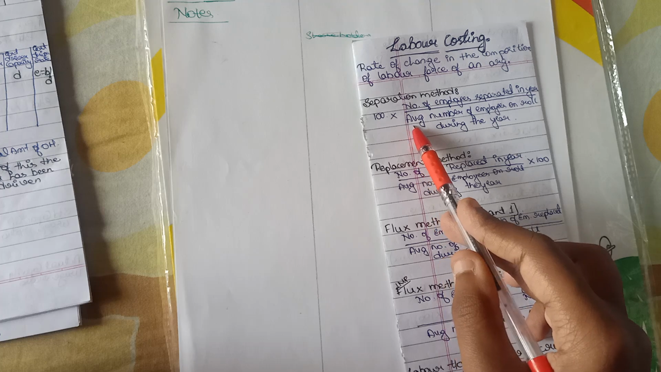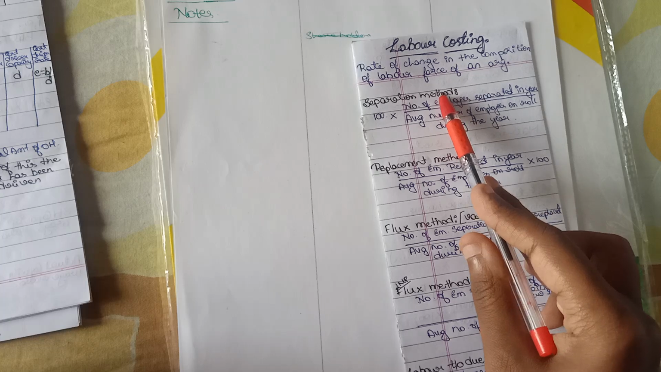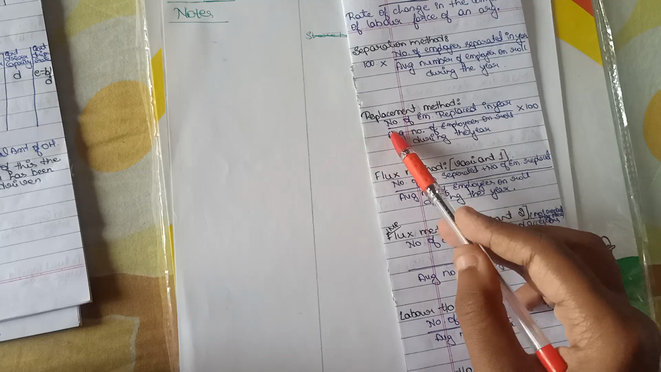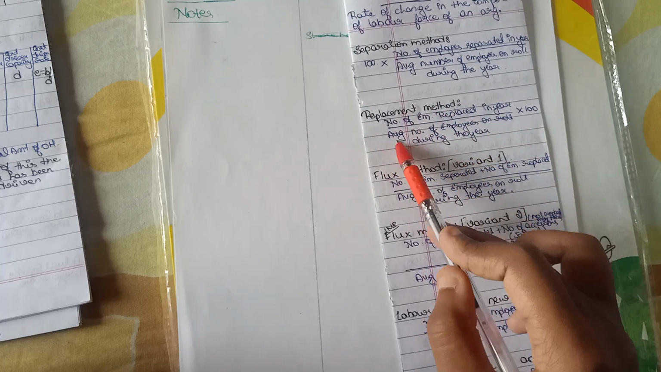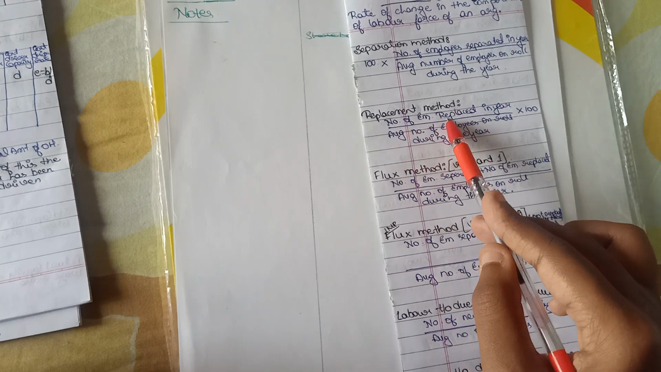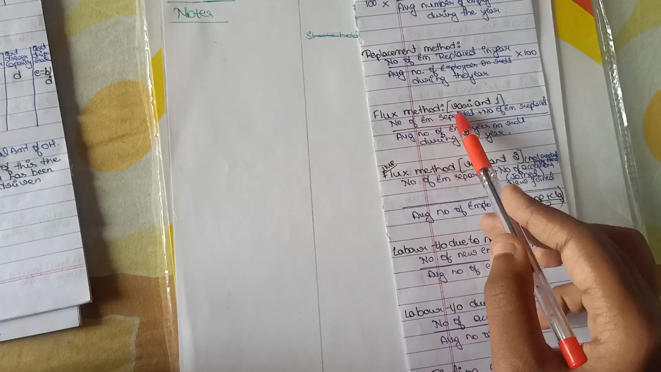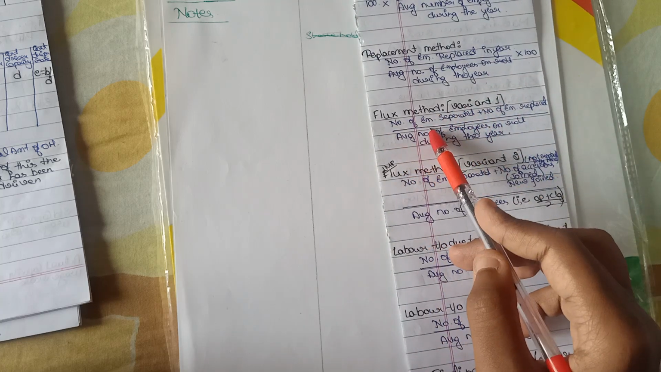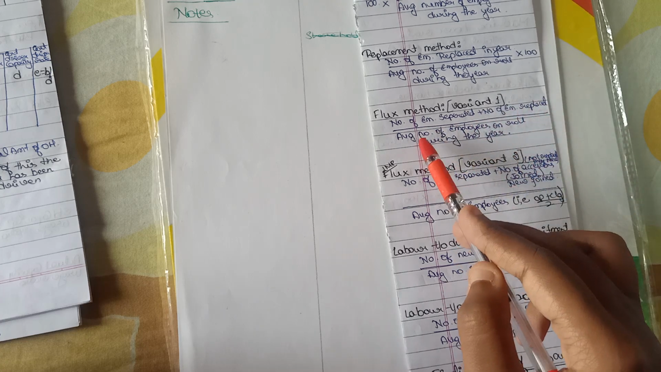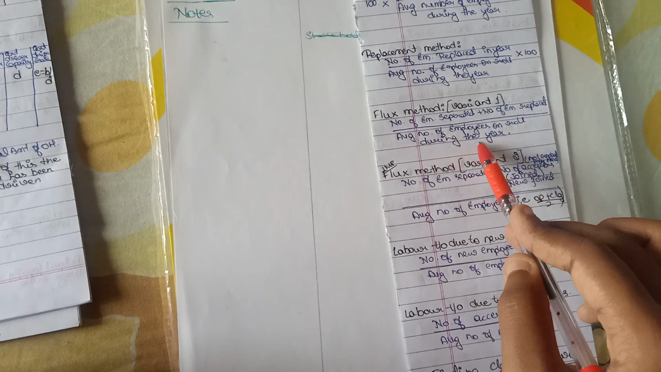Here this part, average number of employees on roll during the year, will remain same. According to the heading, the things will change, like number of employees separated in year, separation method. Replacement method, this will remain same: average number of employees on a roll during the year, number of employees replaced in the year into 100. Coming to flux method, that is variant 1, number of employees separated plus number of employees replaced divided by, the denominator remains same, average number of employees on roll during the year.